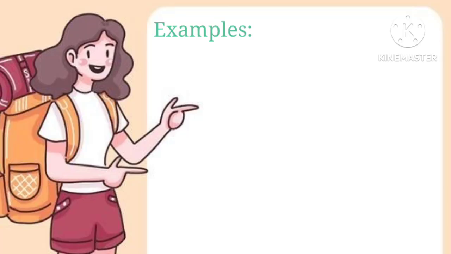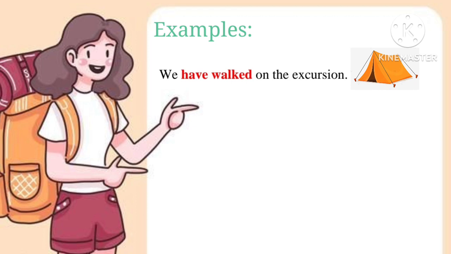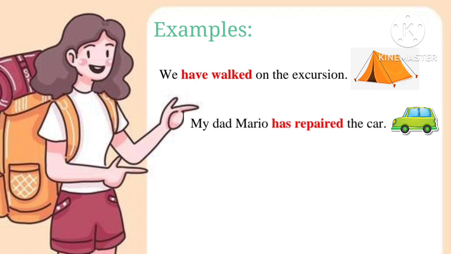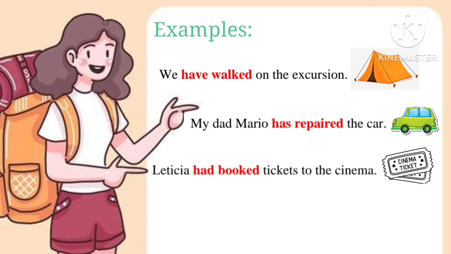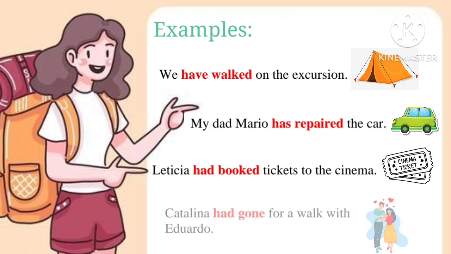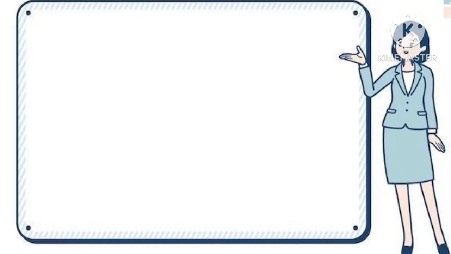Need. The verb to have as an auxiliary verb is used to construct compound tenses. Example: We have walked on the excursions. My dad Mario has repaired the car. Leticia had booked tickets to the cinema. Catalina had gone for a walk with Eduardo.